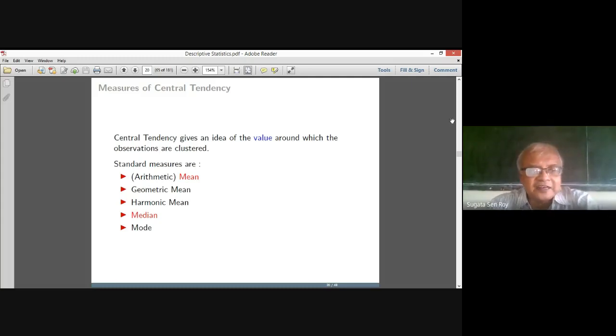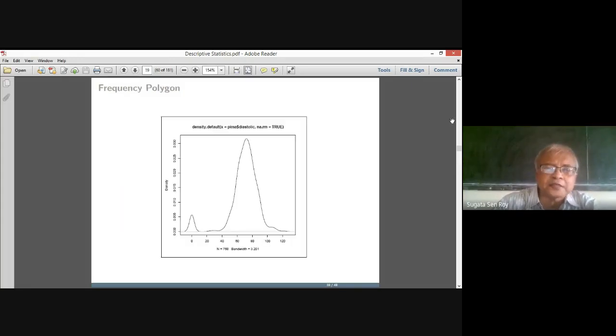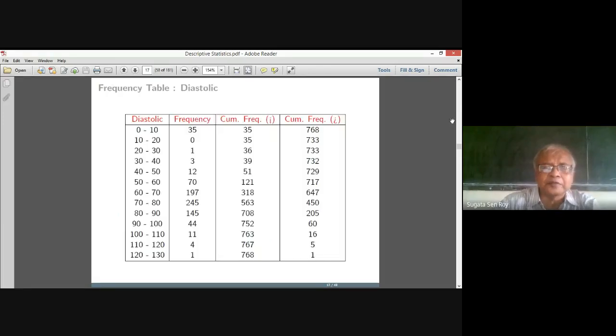So as I said, there are various ways. Sometimes you do use the mode. Mode is something which has the maximum frequency. For example, if you go back to this example, you can see that the 70 to 80 group has the maximum frequency, and we call this the modal group.